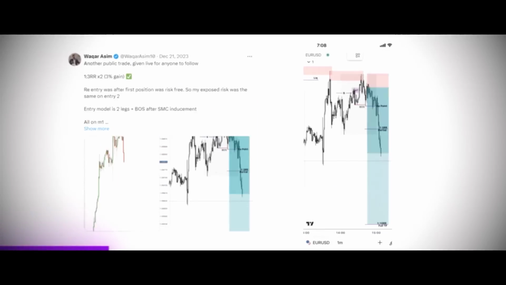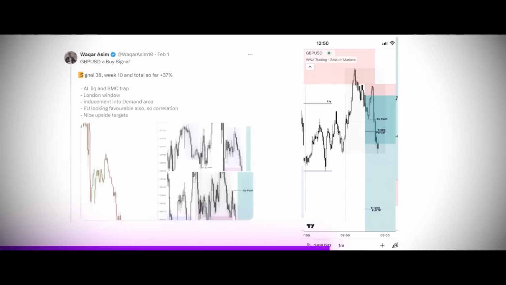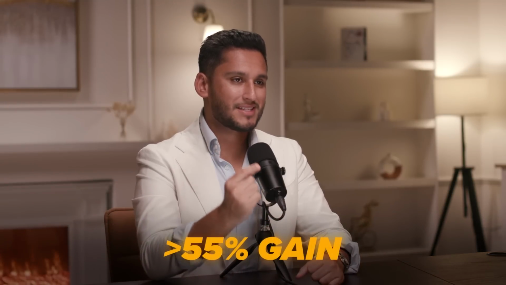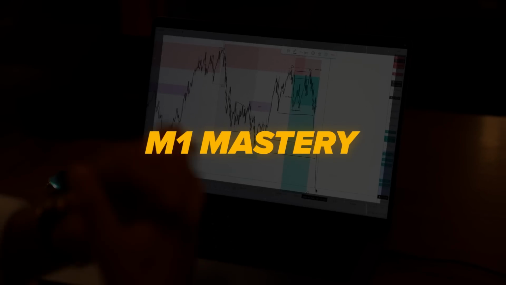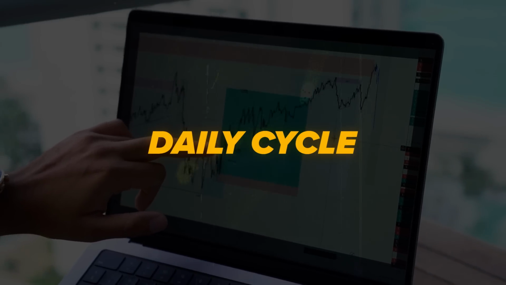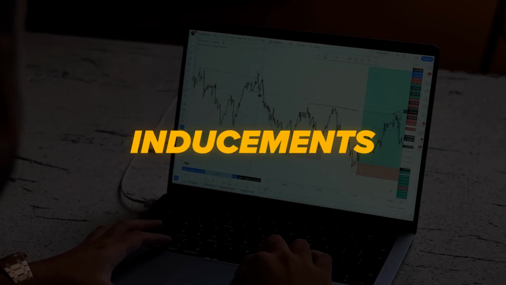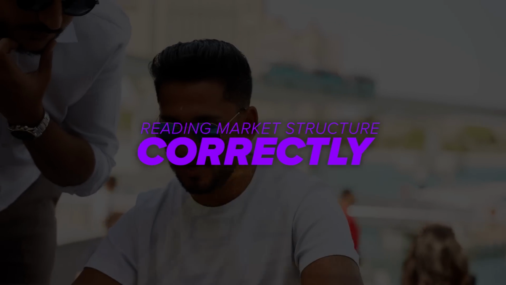For the last 7 months, I've been giving each one of my trades live ahead of time as free public signals, documenting over 60 signals and showing over 55% gain. What this 7-month project has shown is the power of M1 mastery, the daily cycle, and more importantly, the power of inducements, because each one of these 60 trades is because of time-based manipulations and reading market structure correctly.